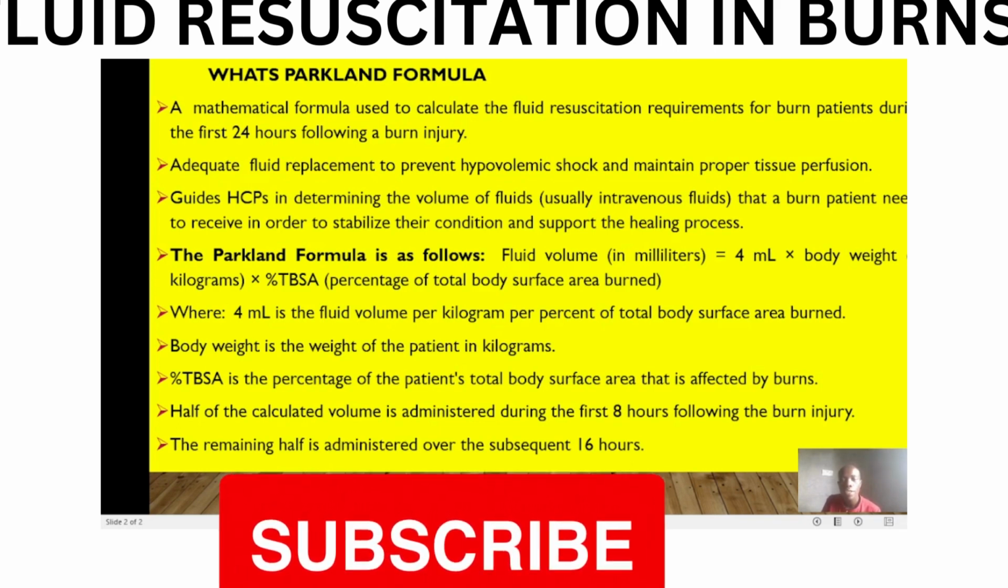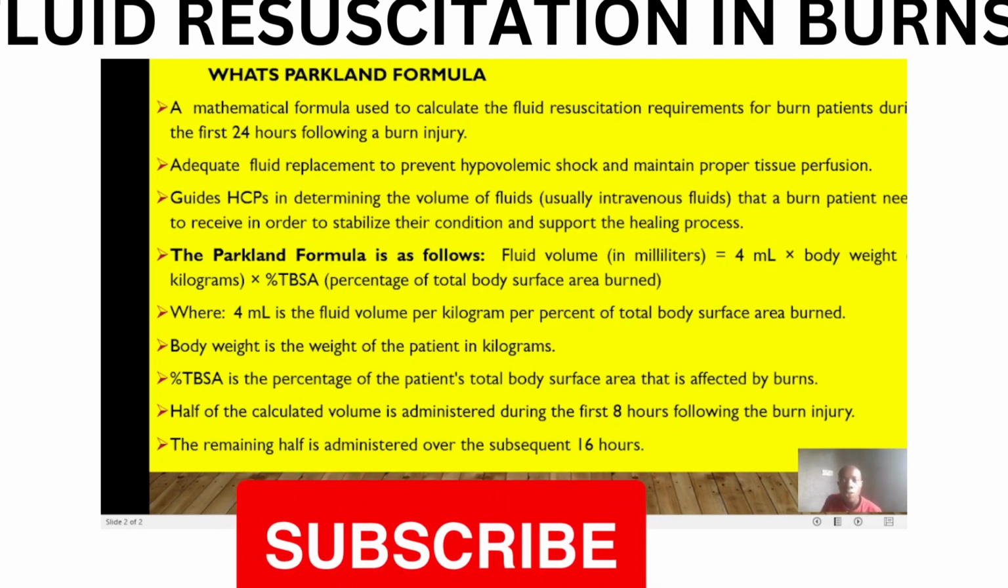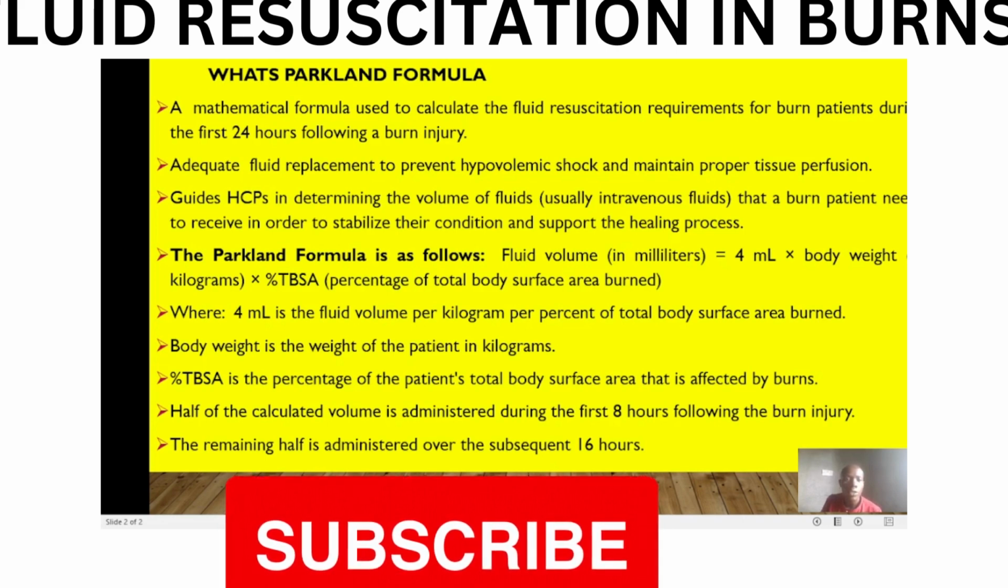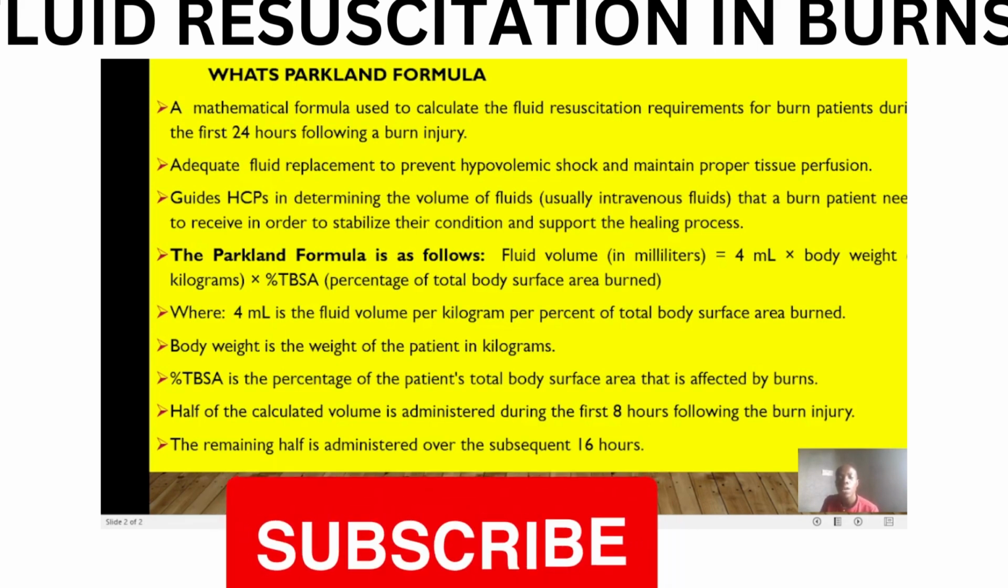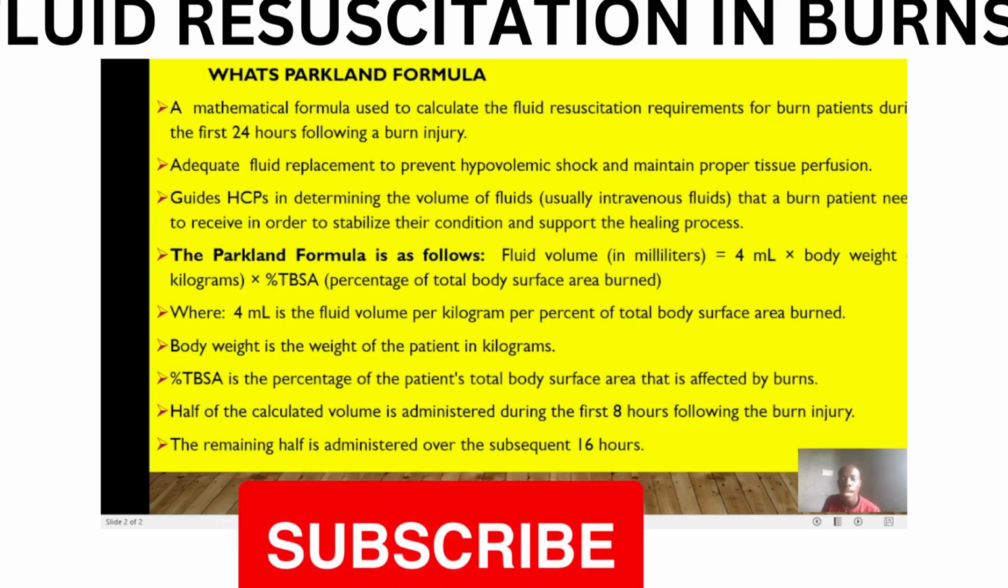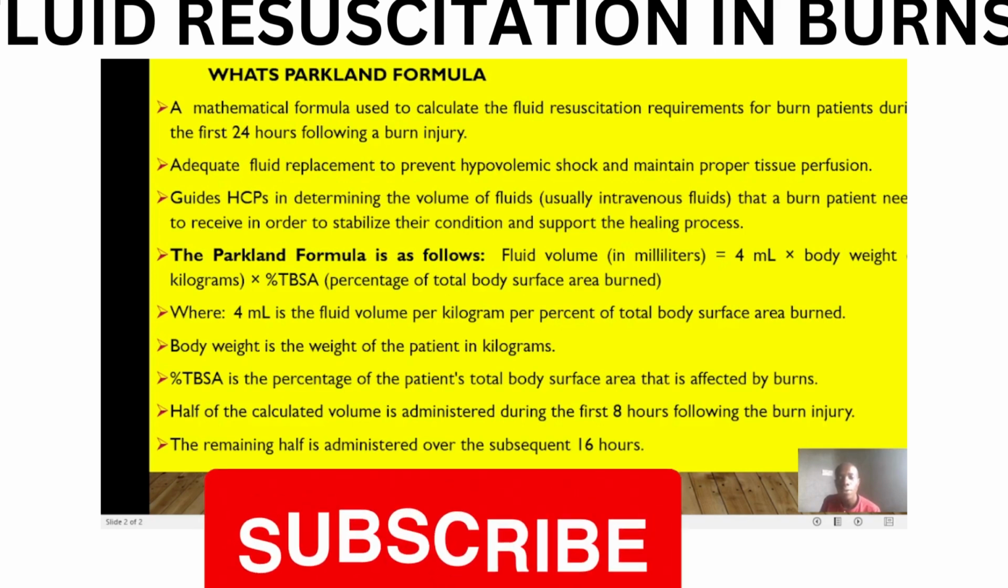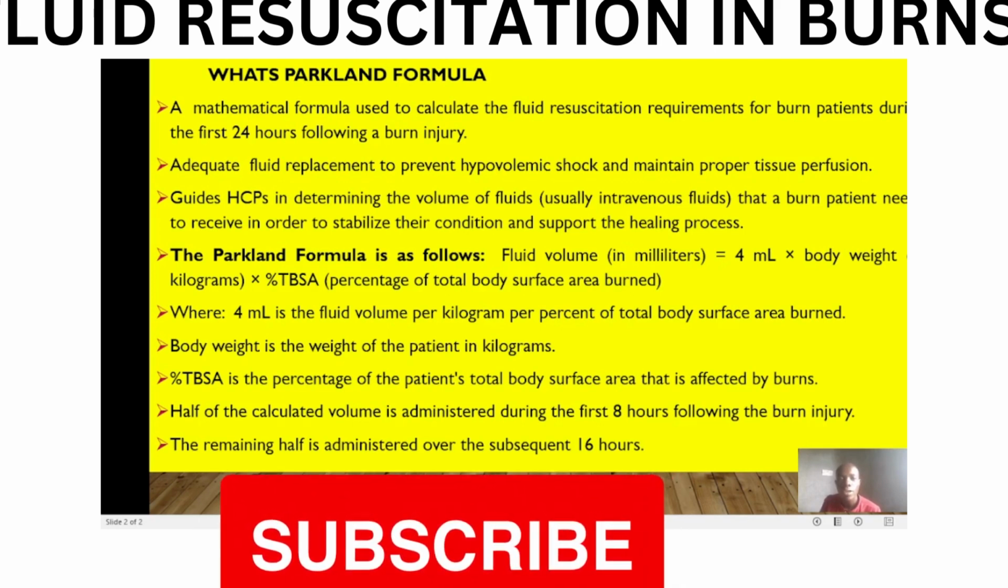If you have weight in pounds, you can simply divide it by 2.2 to convert it into kilograms. The total burn surface area is the percentage of the patient's total body surface that has been affected by burns. In an emergency situation, we normally use the rule of nines, where you can easily calculate the burn surface. Remember, a link will be popping up on how to use the rule of nines to calculate the total burn surface area.